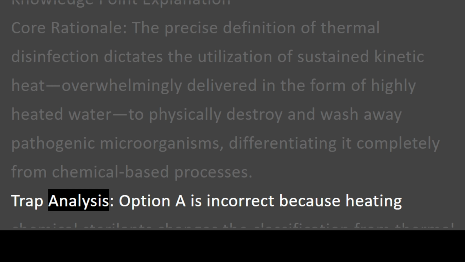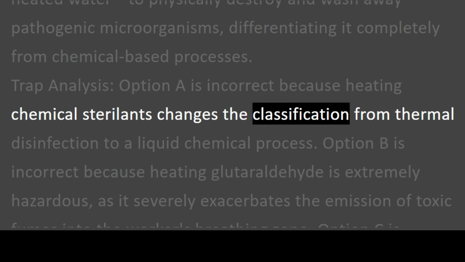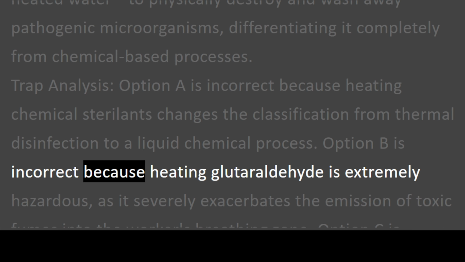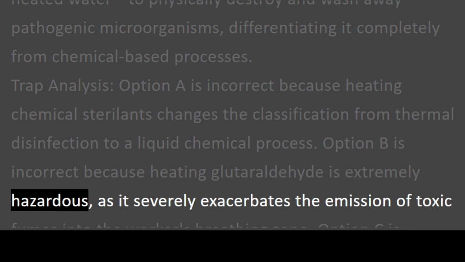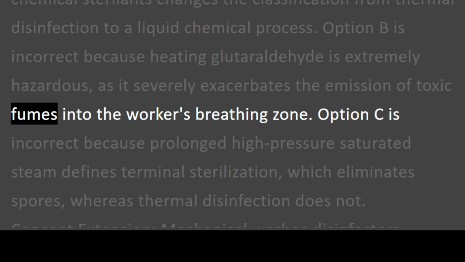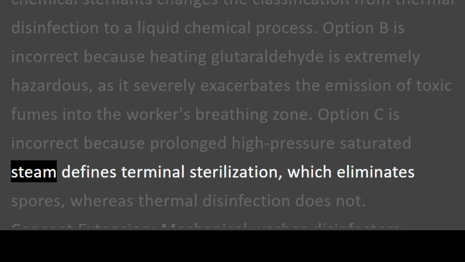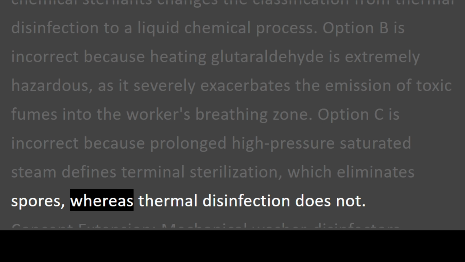Trap analysis. Option A is incorrect because heating chemical sterilants changes the classification from thermal disinfection to a liquid chemical process. Option B is incorrect because heating glutaraldehyde is extremely hazardous, as it severely exacerbates the emission of toxic fumes into the worker's breathing zone. Option C is incorrect because prolonged high-pressure saturated steam defines terminal sterilization, which eliminates spores, whereas thermal disinfection does not.